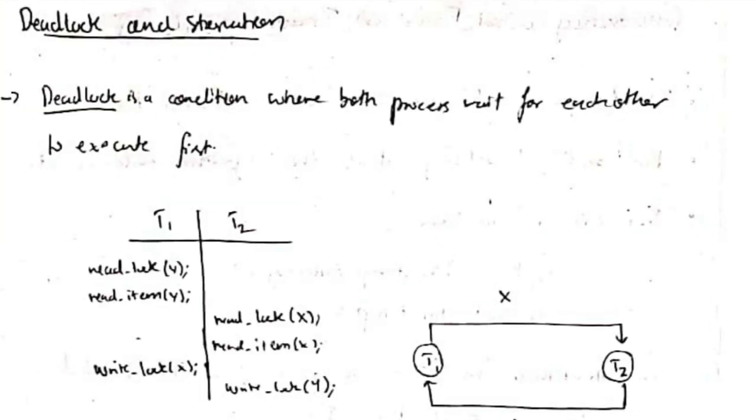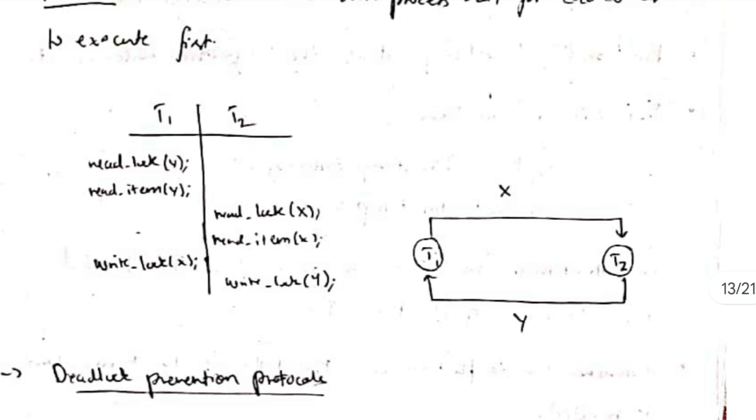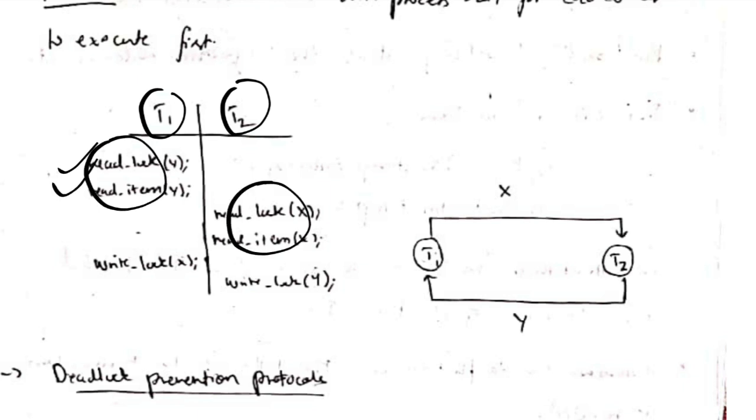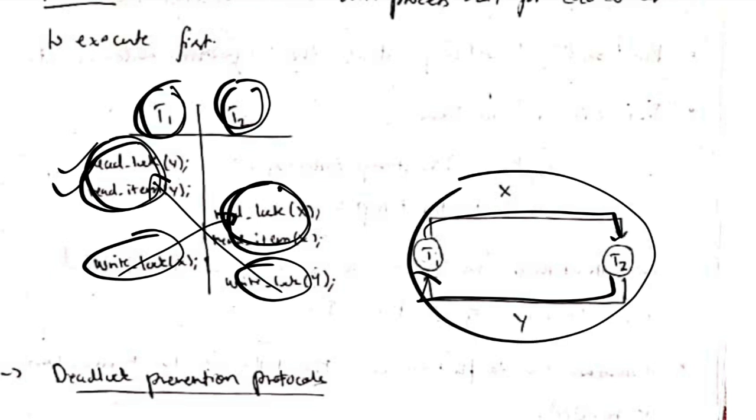Okay. Coming to deadlock and starvation, deadlock is a condition where both processes wait for each other to execute first. For example, if there is T1 here and T2, T1 has read the item Y, it has a lock on Y, and T2 has a lock on X. Okay. But T1 wants a lock on X and T2 wants a lock on Y. Since both already have locks here and they want each other's locks, each one will be waiting for the other process to unlock it. Okay, so this situation is known as deadlock.